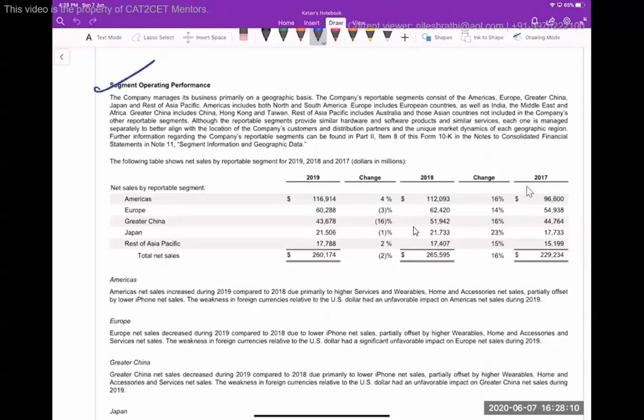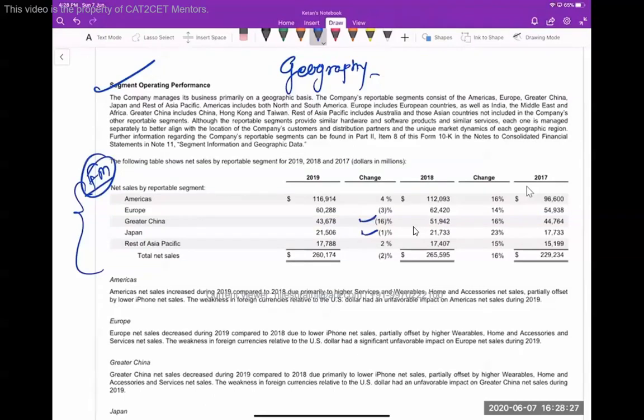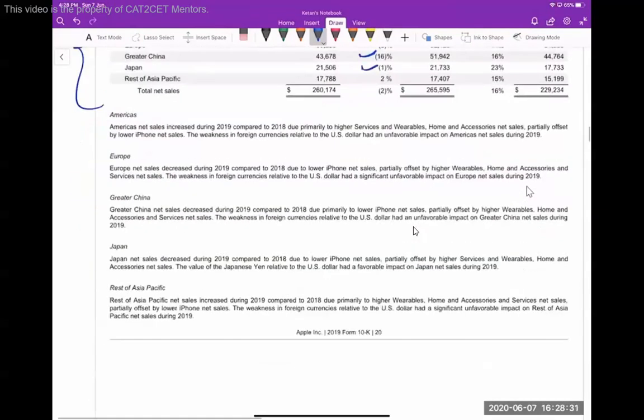Then comes segment-wise or geography-wise. You can put it as geography-wise, which is something that the company will give you. Again, this is important for financial modeling, just to understand what sort of sales is happening geography-wise. Okay, so if you look, I think in Asia they are not doing well, but they did a good job in American markets. Let's move ahead. They will give you the reasoning.